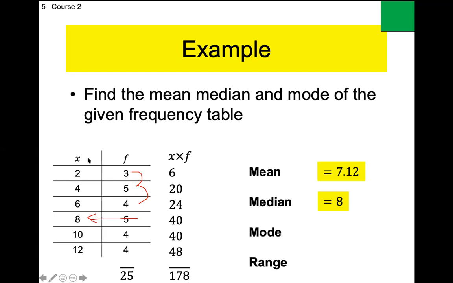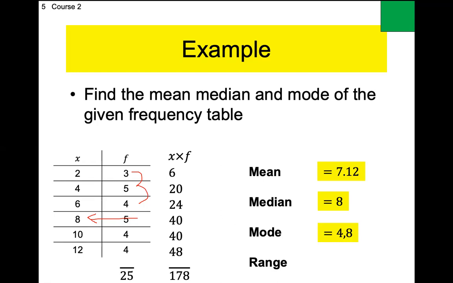All right, the mode is the easiest one. Which number is repeated the most? Well, 2 is repeated 3 times. Oh, 4 is repeated 5 times, but then so is 8. So this is one of those where we get 2 modes. Both 4 and 8 are repeated 5 times. So we have two modes. Now 6, 10, and 12 are repeated a bunch of times, but they're only repeated 4 times.